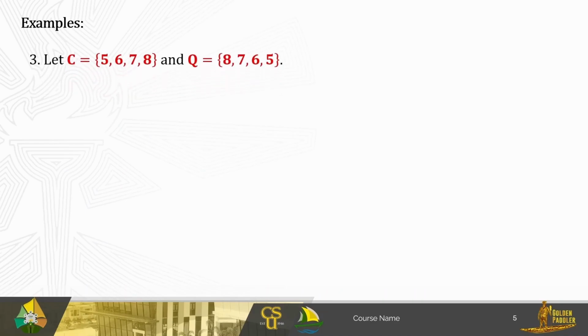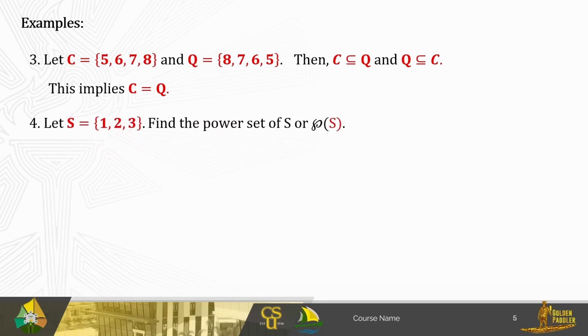Okay, another example. Let C be a set containing 5, 6, 7, and 8, and Q be a set containing 8, 7, 6, and 5. Notice that the elements of C are all in Q, and all elements of Q are in C. Hence, C is a subset of Q, and Q is a subset of C. This is the definition of equal sets. Then we can say that C is equal to Q.